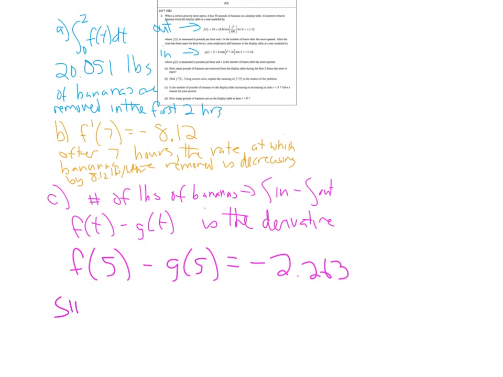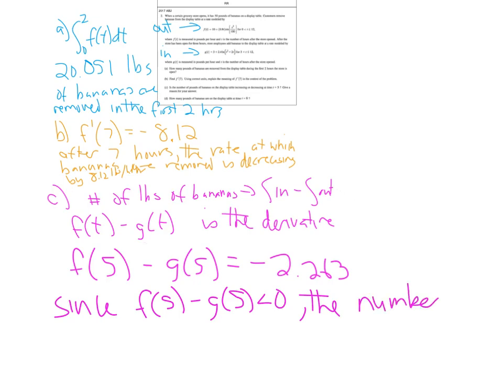And then since f of 5 minus g of 5 is less than 0, that means they are disappearing faster. So the number, I should probably write the word number of bananas is decreasing at t equals 5.